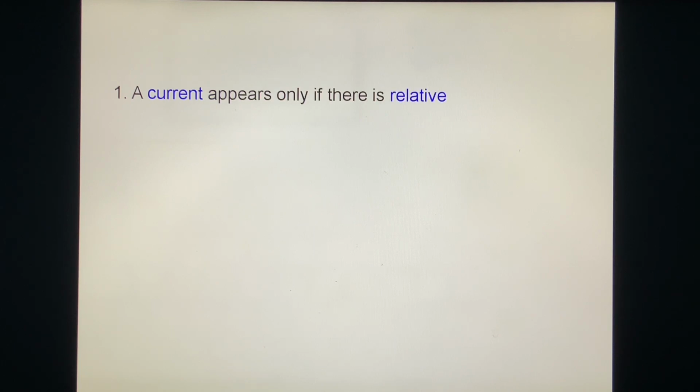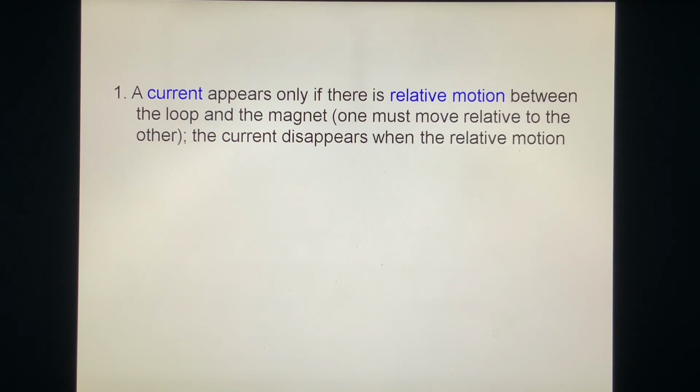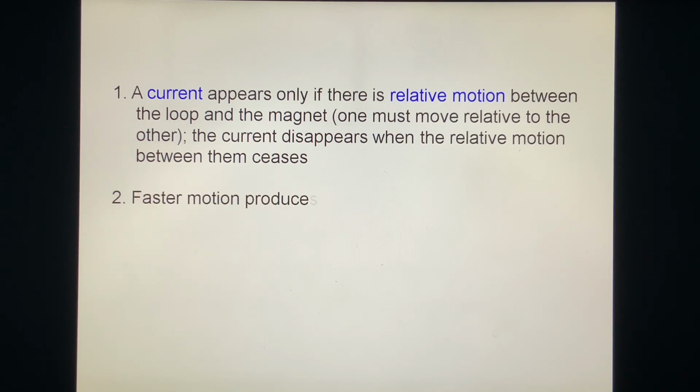One, a current appears only if there is relative motion between the loop and the magnet. One must move relative to the other. The current disappears when the relative motion between them ceases. Two, faster motion produces a greater current.